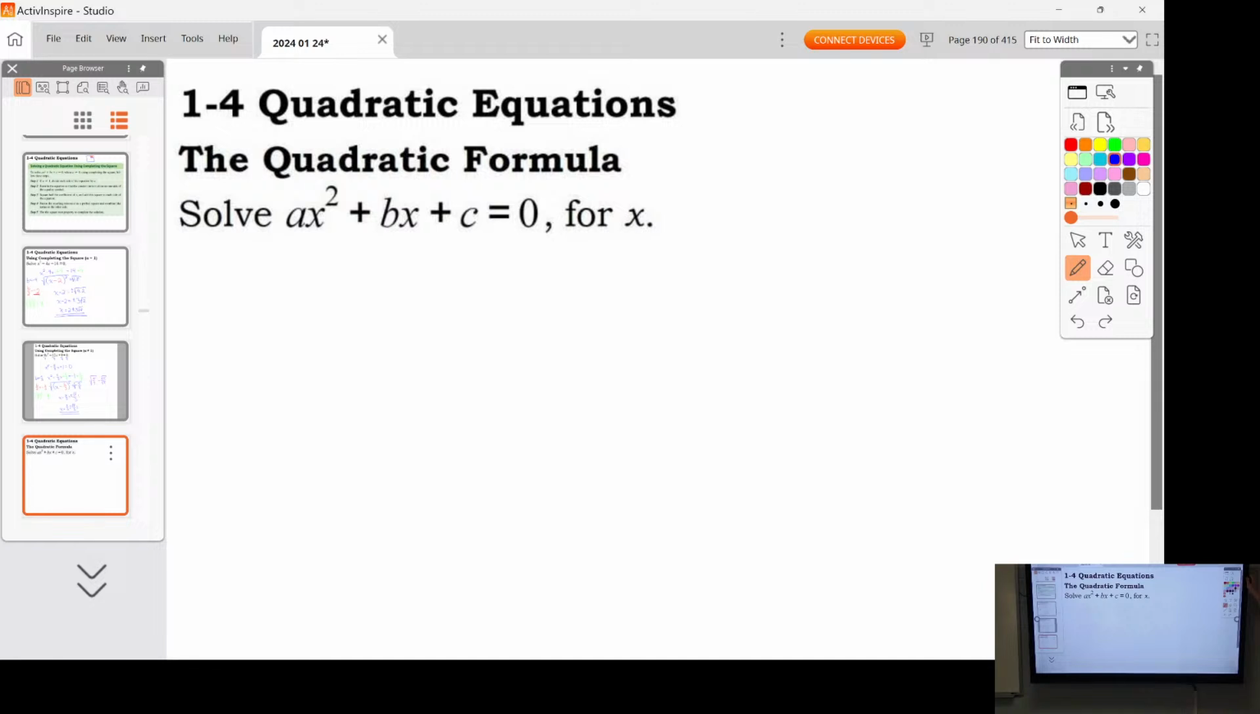I'm going to go ahead and start quadratic formula tomorrow. This is a good stopping point for today. So that'll be on the next video.